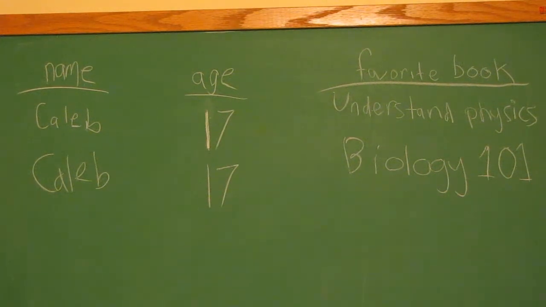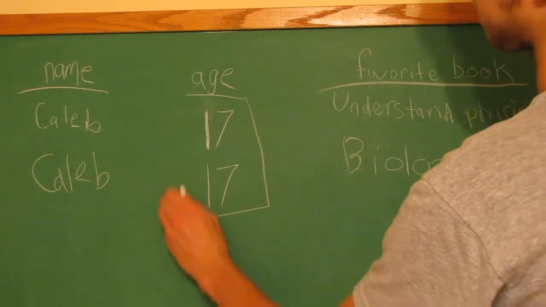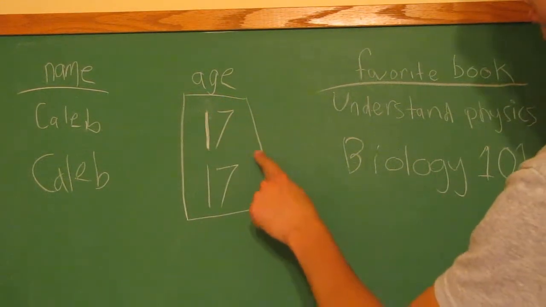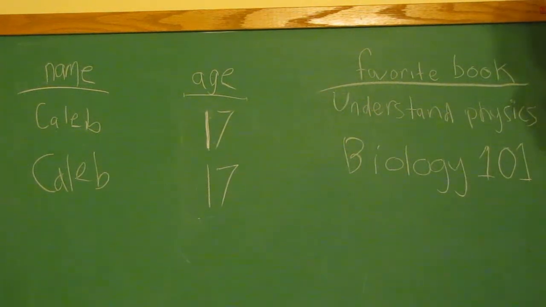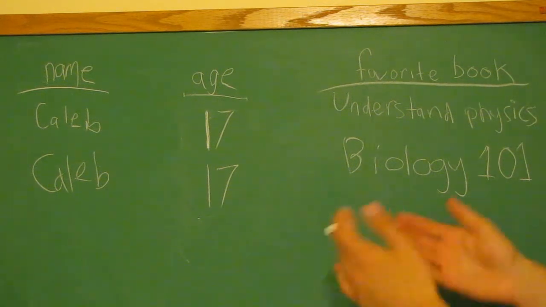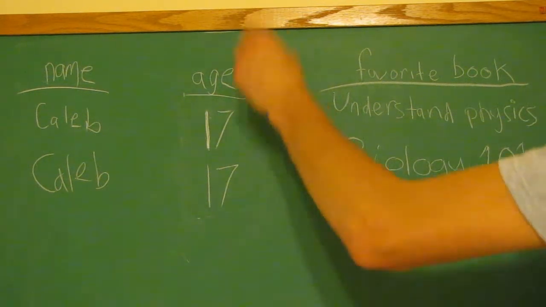Do you see a problem? I do. For one, they already know I'm 17. Why do they need to know again? But this basically gives it away. You do not need to know that my age is 17 twice. So what do we do? Should we get rid of the age?